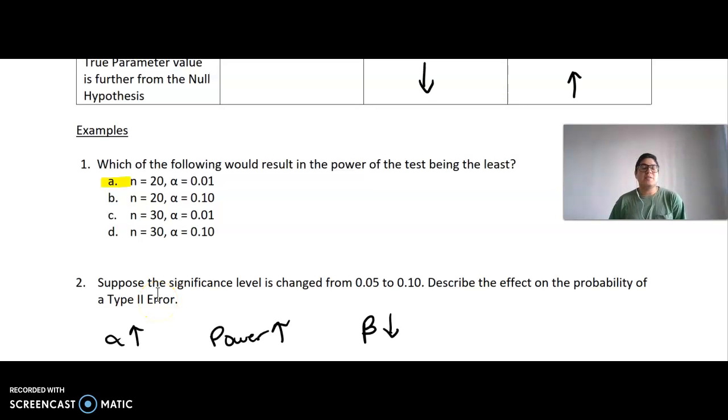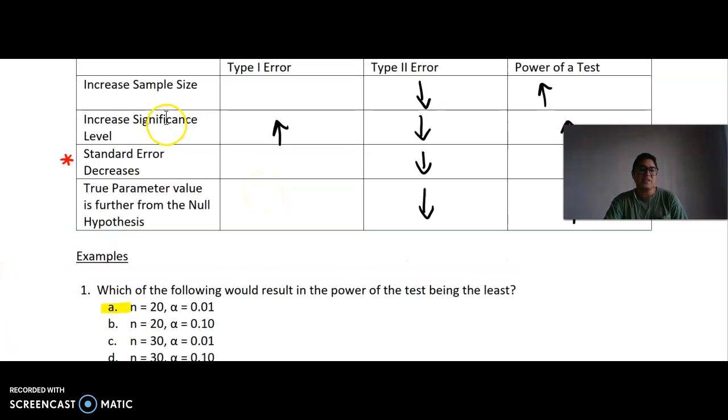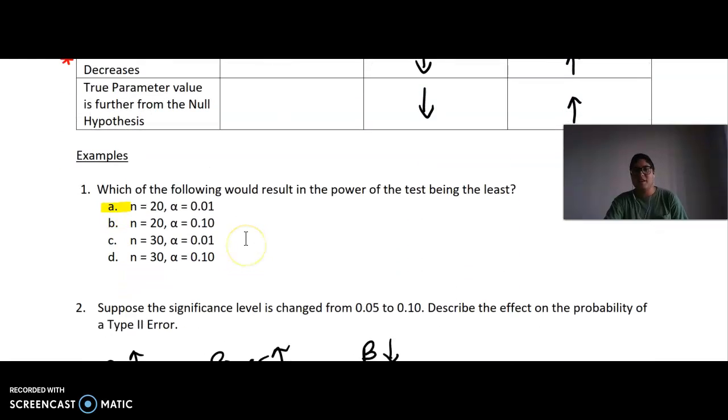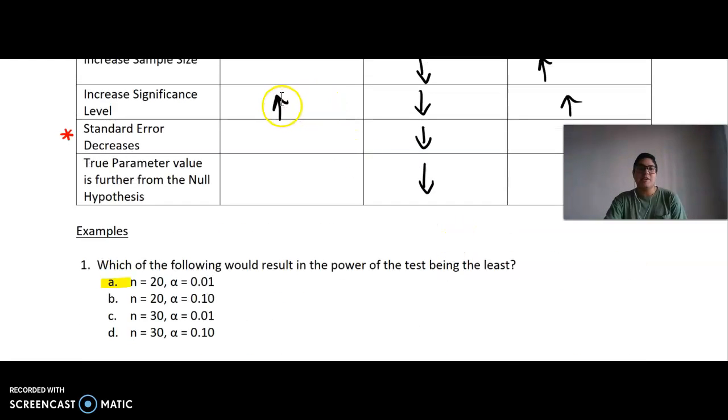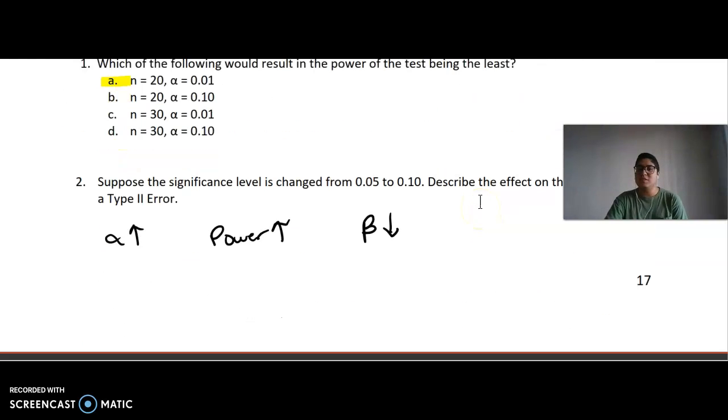Alrighty, now if I want the power to be low, I would like a smaller sample size and a smaller significance level. And so the case that would best meet that would be option A here, which would be the lowest significance level and the lowest sample size. That'll result in our power being the least. Now let's suppose we change a significance level from 0.05 to 0.10. I'm increasing the significance level, so the power will increase and the type 2 error will decrease, as we saw from the applet.